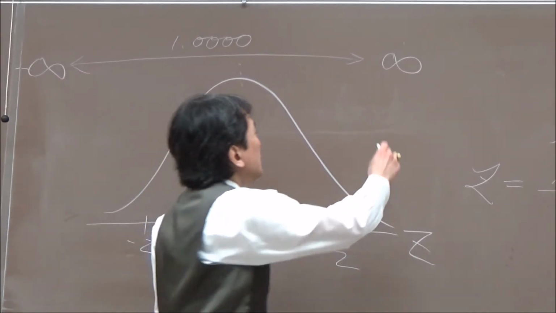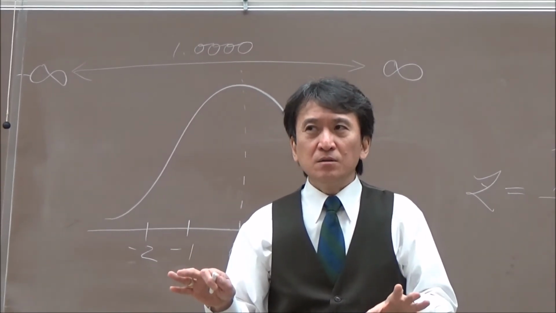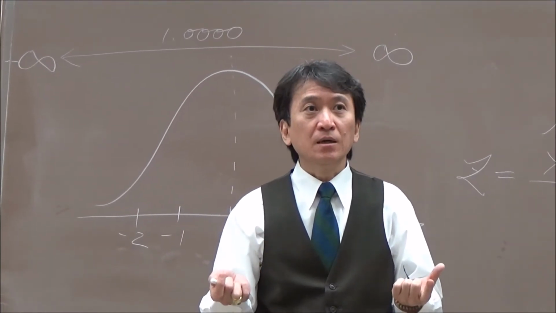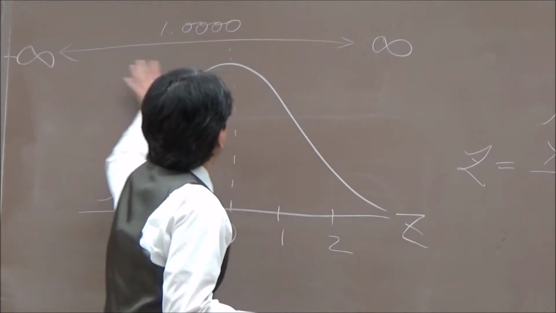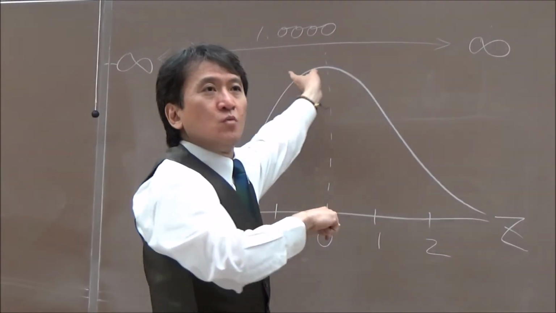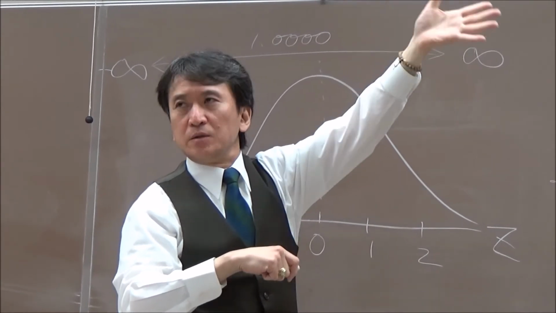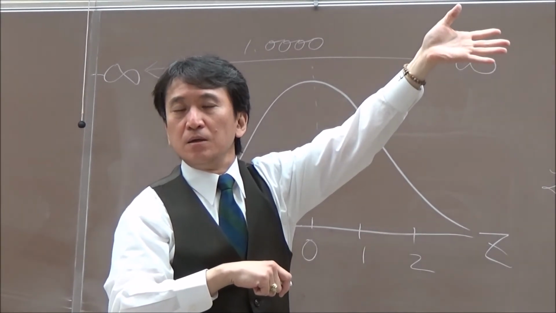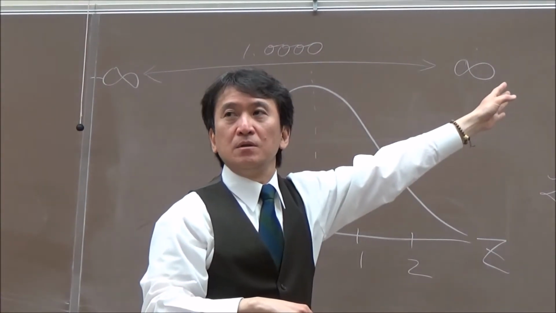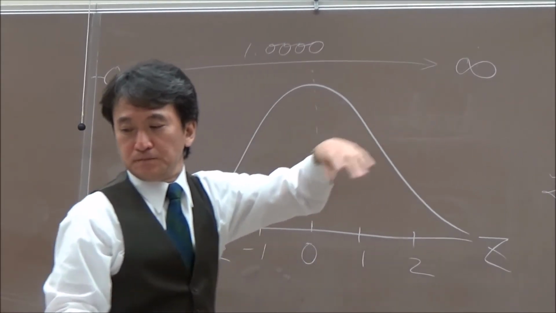Oh, by the way, in this class, we don't talk about percentages a lot. We talk about proportion or probability, right? So the maximum, the whole range, is 1.0, which means 100%, right? Ranging from negative to positive infinity. With me so far? Okay.